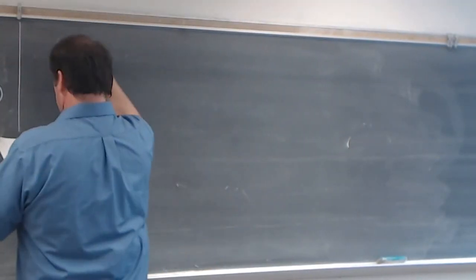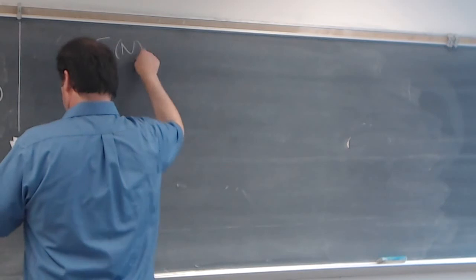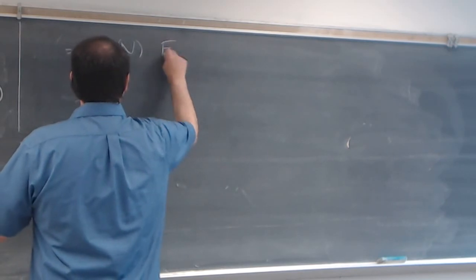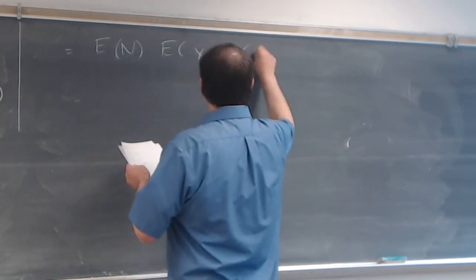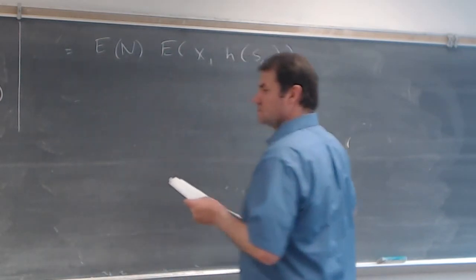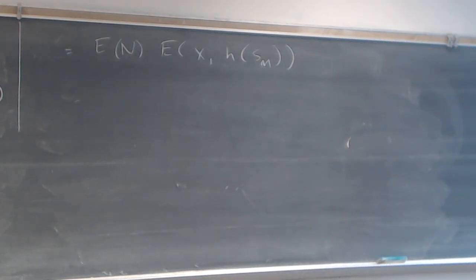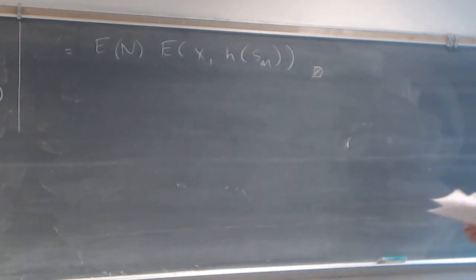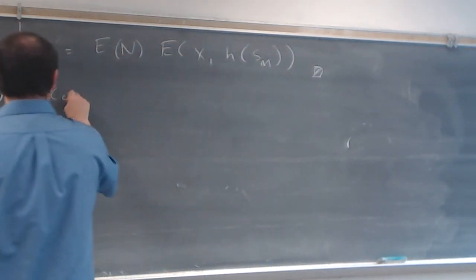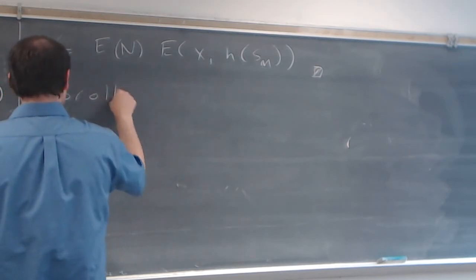And that's equal to the expected value n times the expected value of x sub 1 times h of s sub m. And that concludes what we wanted to say about this theorem. That's the proof. Wonderful. Now what we're going to do next is look at a corollary for this. And the corollary is something we're going to use.